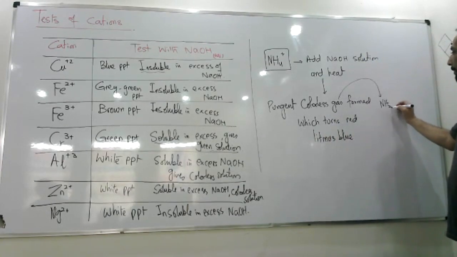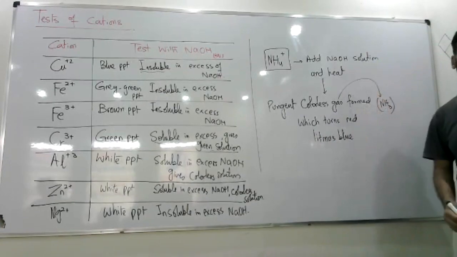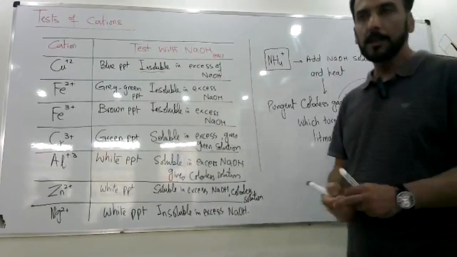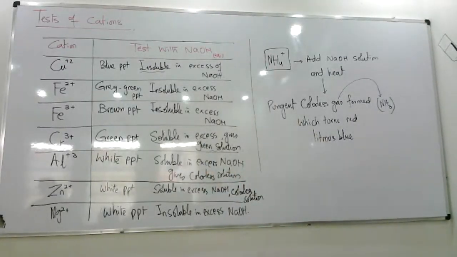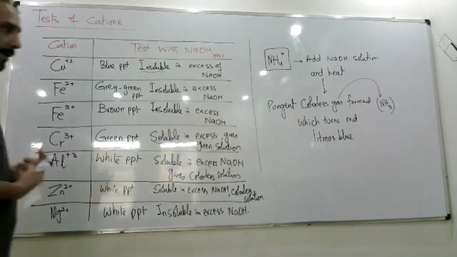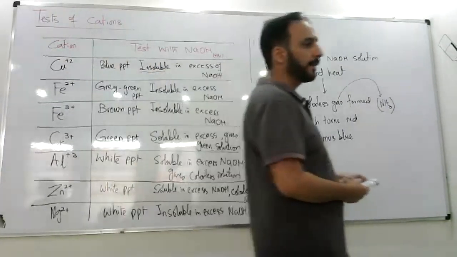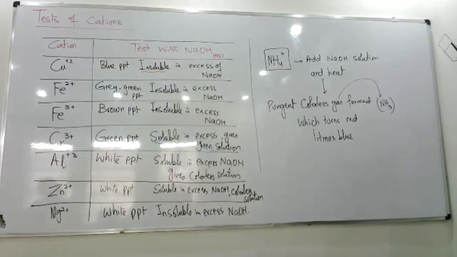So the test of ammonium ion is that with NaOH on warming, it forms ammonia gas. And that, in fact, eventually turns red litmus blue, because the only gas which can turn red litmus blue is this ammonia gas.